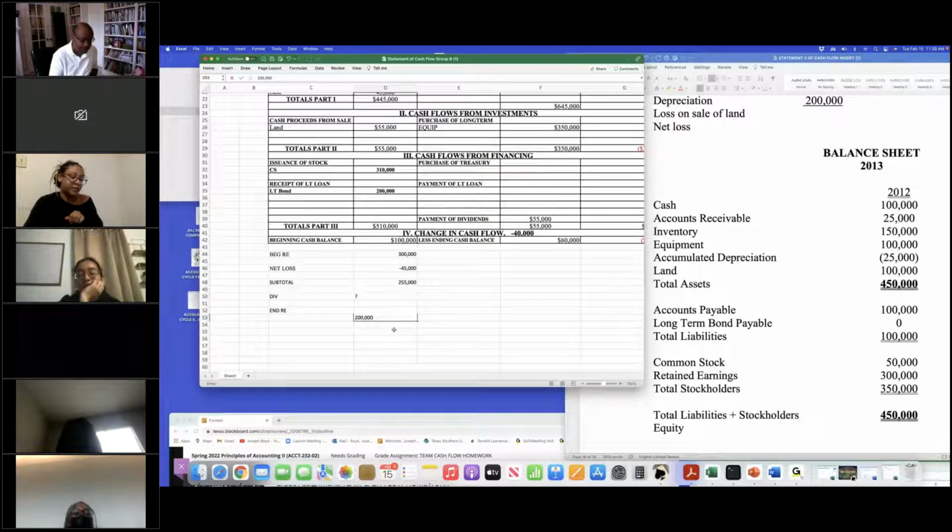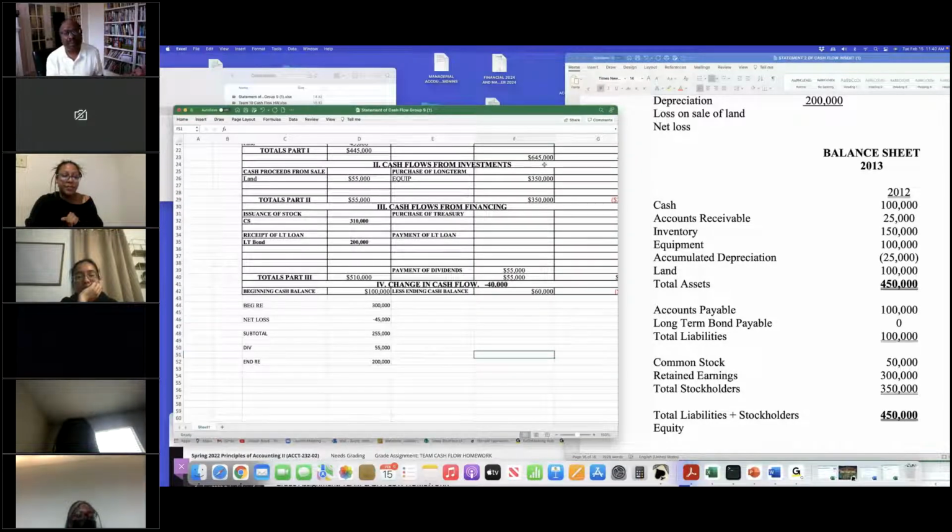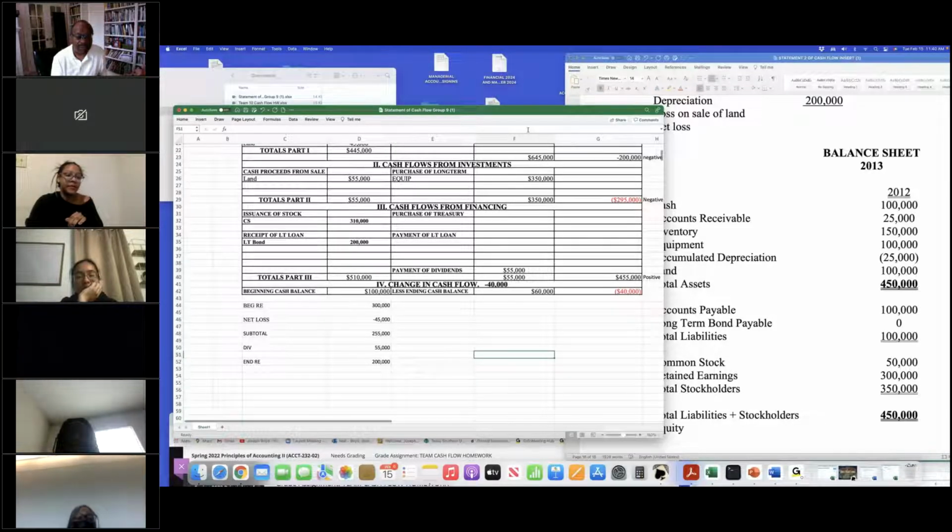So what must dividends be? 55,000. Does everyone see that? The subtotal's 255 with the ending is this, then the dividends have to be the difference between the two. So where do the dividends go? They're going to go in part 3 in use. Should be at the bottom. Payment of dividends. Okay. That's dividends.